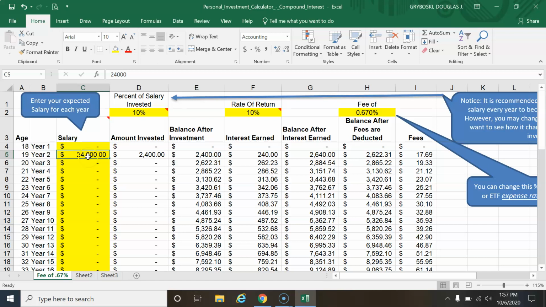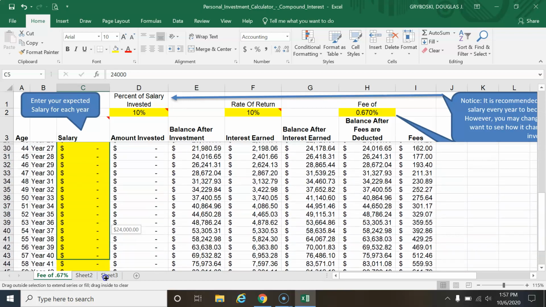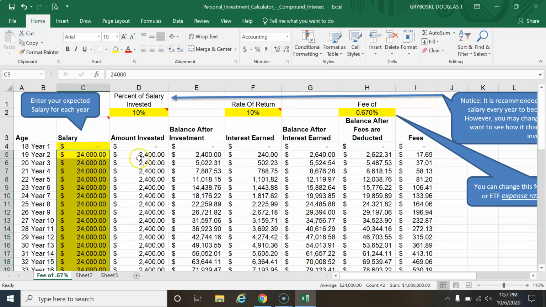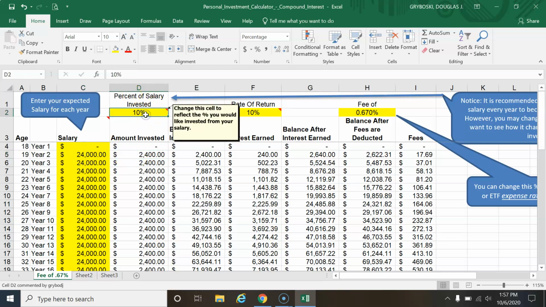I'm going to pretend like I didn't even get a raise. If I'd worked $12 an hour, and we know that you're going to get raises and you get more than that, but I just want to use this fill handle, copy it down, and pretend that we made $24,000 every year. But the key is that we were disciplined enough. See, amount invested? This formula just takes that amount and it multiplies it by this right here, 10%. So it just says you're disciplined enough to put away 10% of everything you earn.